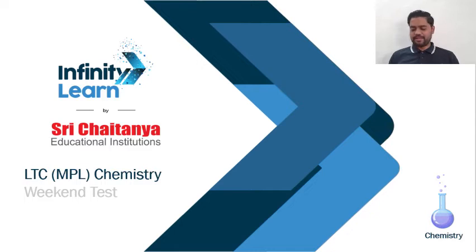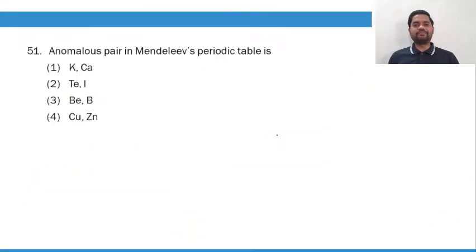So guys, in this paper, the first question that you attempted was this. Question number 51 talks about the anomalous pair in Mendeleev periodic table. By seeing all these options, I can directly mark option 2 as the right answer, because tellurium and iodine, if I talk about their molecular weight, it is 128 and this is 127.